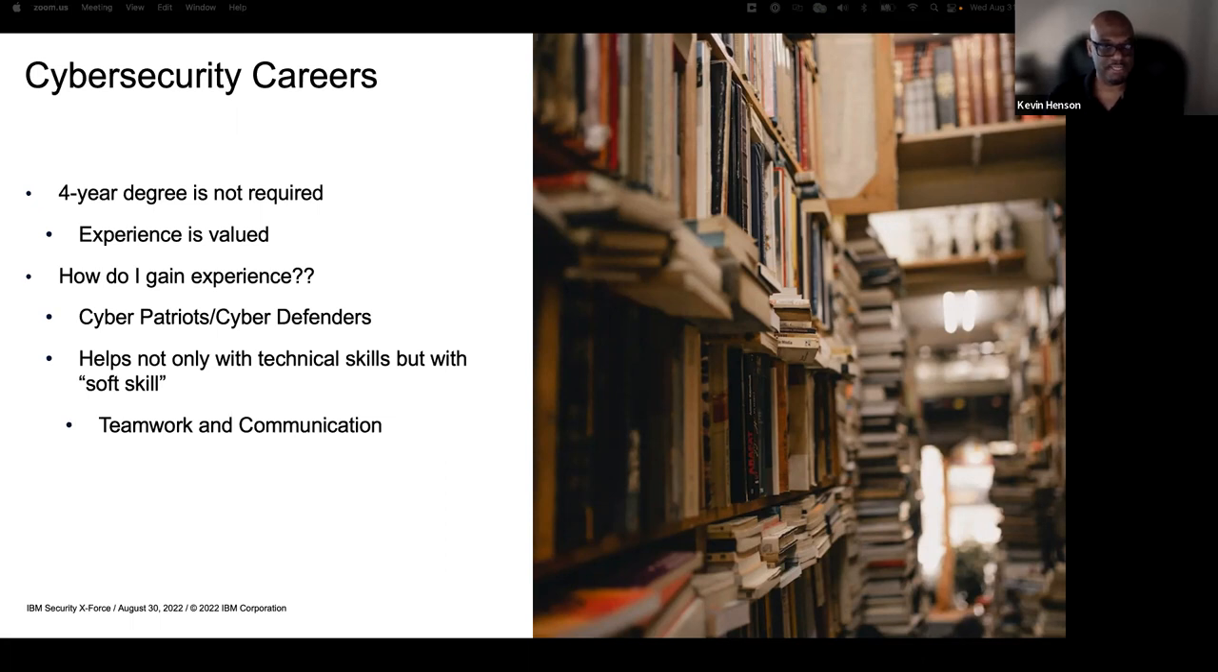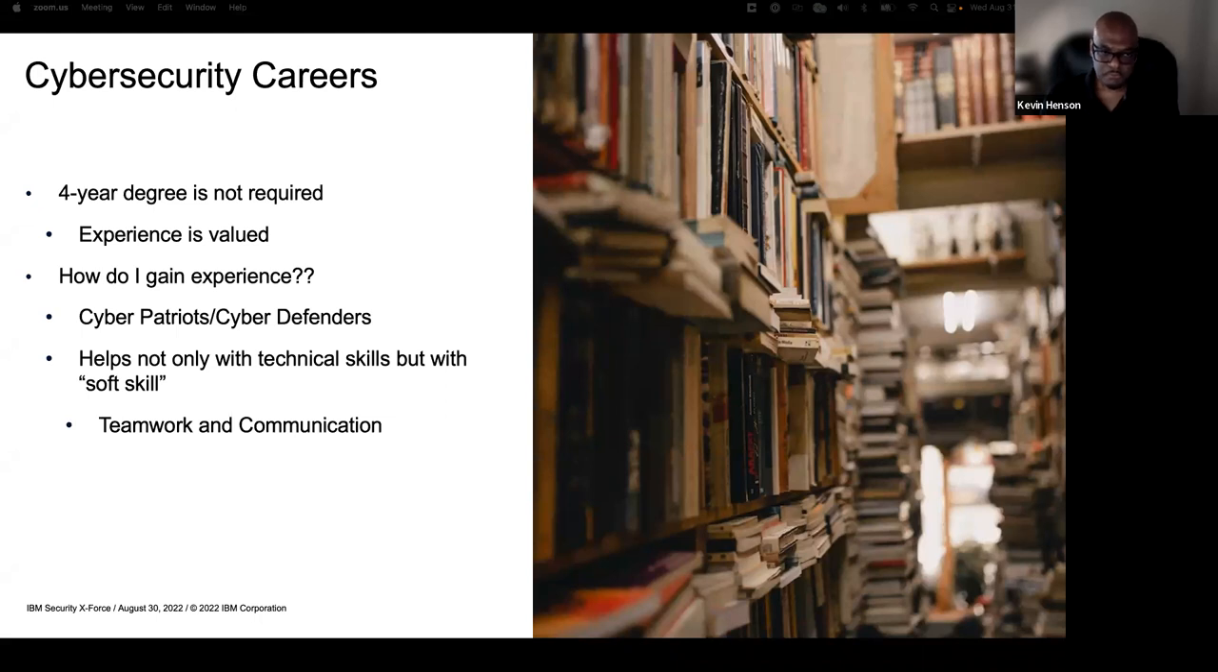I think programs like Cyber Defender and the Cyber Patriots are very important because they teach you how to gain experience in cybersecurity. They teach you how to gain experience with the STEM disciplines: science, technology, engineering, and math. And they help you build what's called soft skills. Soft skills are considered like teamwork skills or communication skills, and those skills are very important. Some people may say those are just as important as the actual practical technical skills.